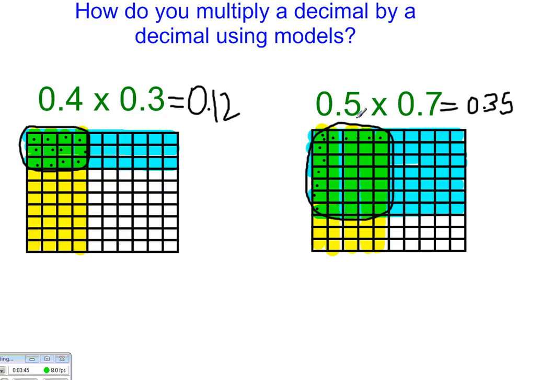And if that's true, if I look at this as whole numbers, 5 times 7, 5 times 7 is equal to 35. So it's interesting how 5/10 times 7/10 is equal to 35 hundredths. So you can start making those connections when you multiply decimals.